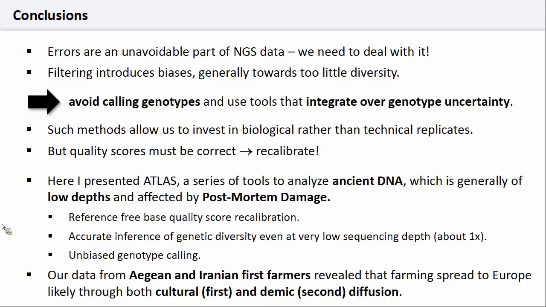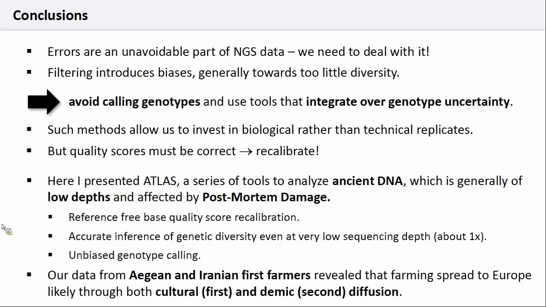You have, on average, one single copy per site, but you can still tell how many sites are heterozygous in a region just by integrating over all uncertainty. And in the end, if we use all these tools, we also arrive at unbiased genotype calling. So we don't bias our genotypes towards the reference nor towards modern samples. And only this allows us to properly compare ancient samples with modern samples.